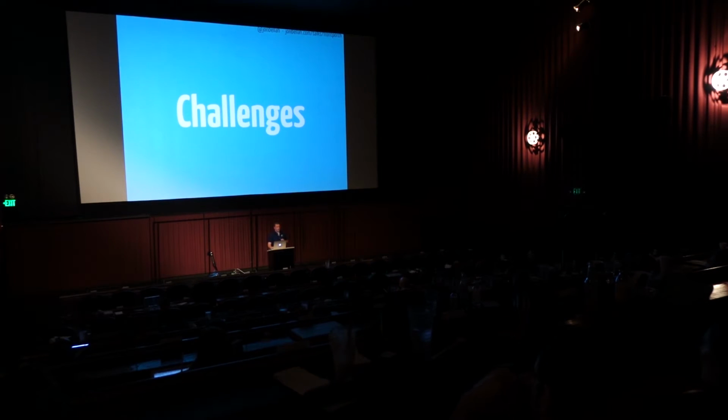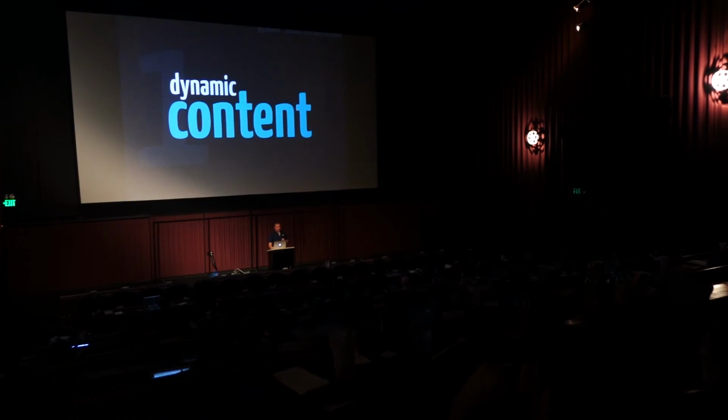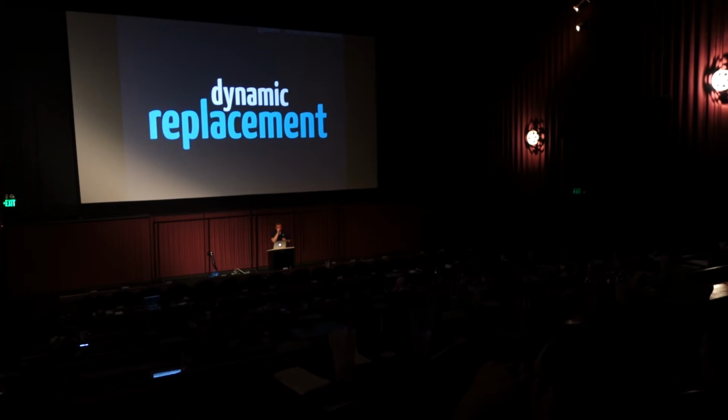Some of the common issues, and some of the more difficult issues that I've run into so far, is dynamic content. So, for example, you're going to test an article page, and the content is going to change. The image is going to change. The title is going to change. The content of the article is going to change. So the way that we've solved this is by dynamic replacement.